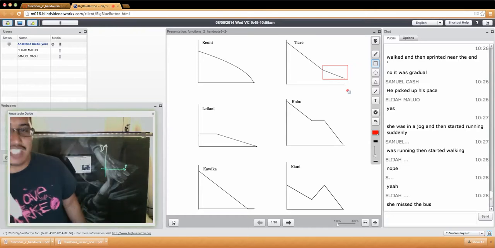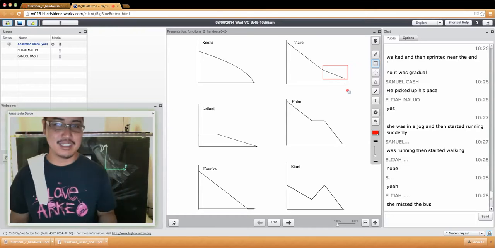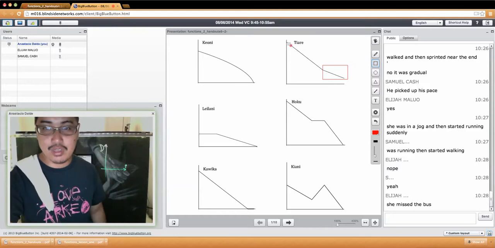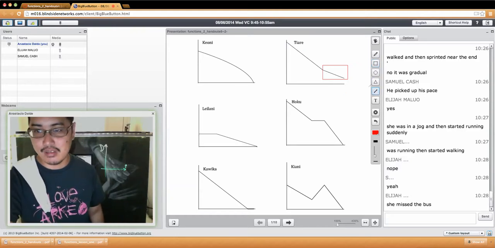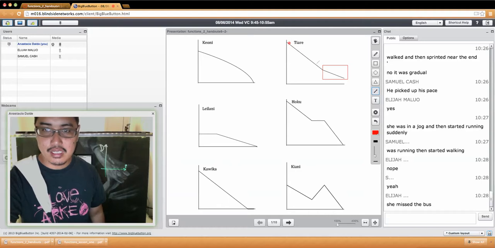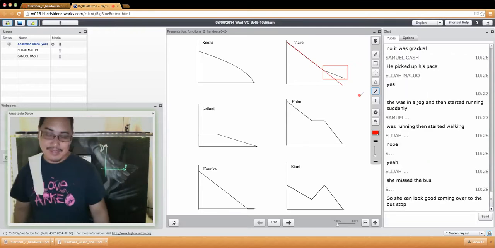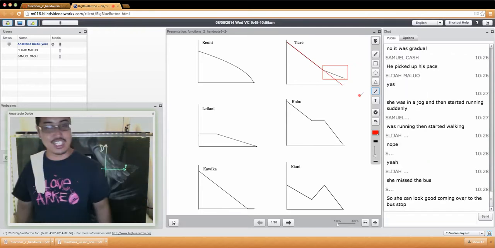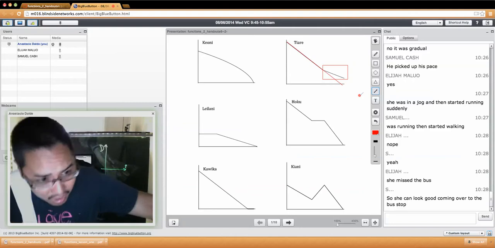Elijah's right. She actually missed the bus. Now, had she continued with this slope at this angle right here, had she continued to go down like that, she might have made the bus. But since she got tired, maybe she's just out of shape. Maybe she was just running, and then just started walking.